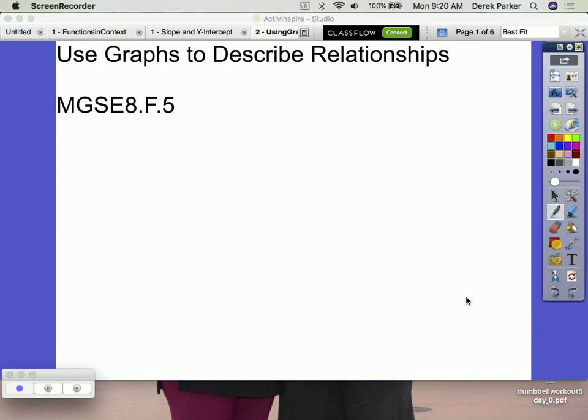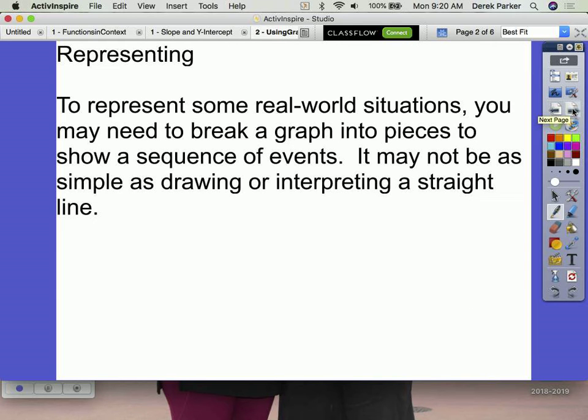Standard in Unit 6 is F5. Use graphs to describe relationships. To represent some real-world situations, you may need to break a graph into pieces to show sequence of events. It may not be as simple as drawing or interpreting a linear equation, which is a straight line.